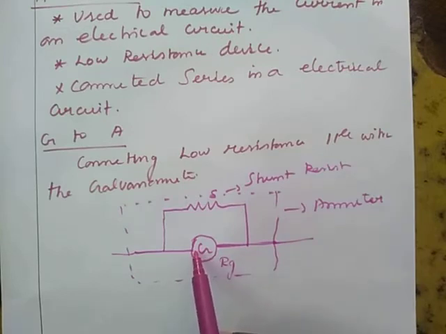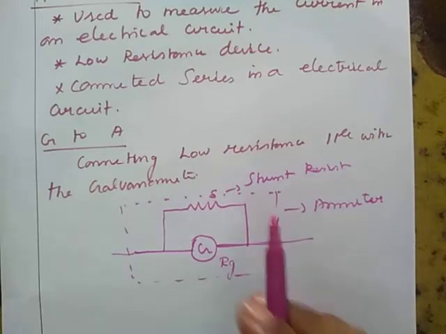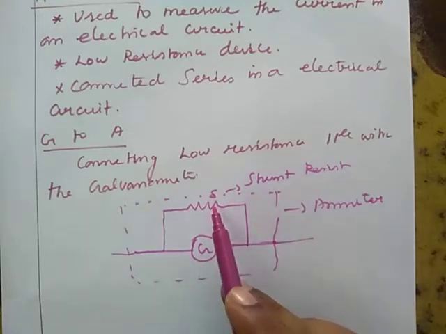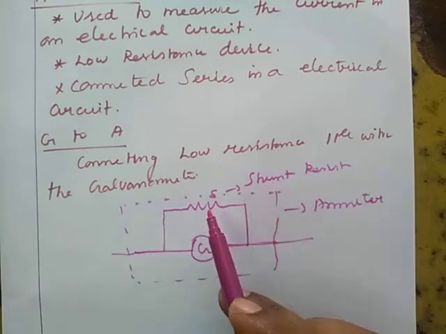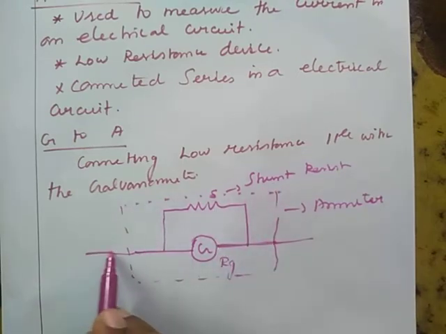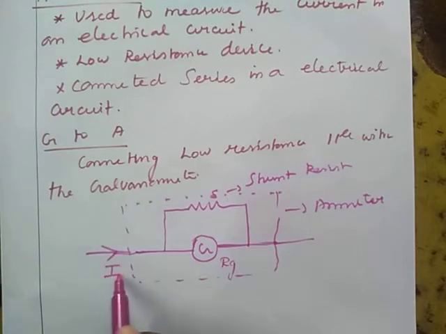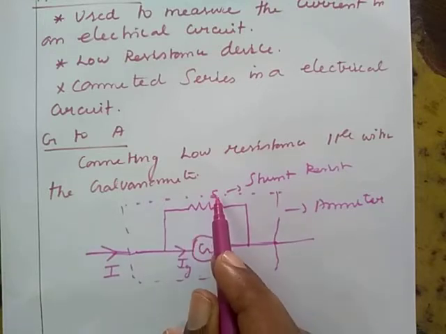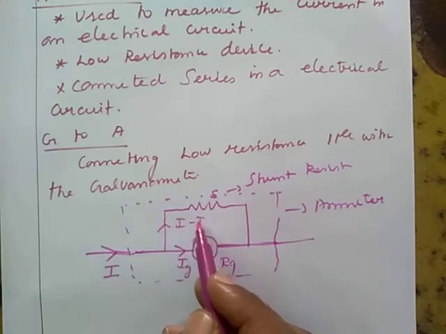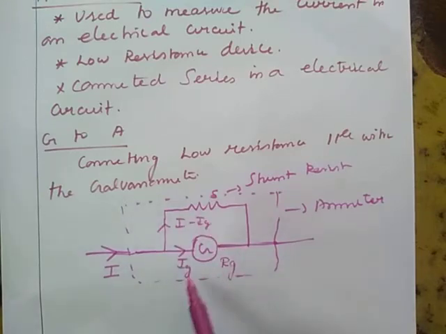Then here the scale of the ammeter is calibrated in ampere. The range of the ammeter depends on the shunt resistance you added in parallel with the galvanometer. This shunt resistance decides the range of this ammeter. Suppose I apply a current in the circuit as I. Then the current flowing through the galvanometer is Ig. Then the remaining current flowing through the shunt resistance is I minus Ig. Here Ig is the full scale deflection current.